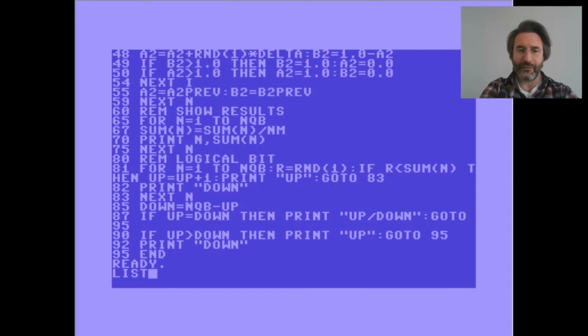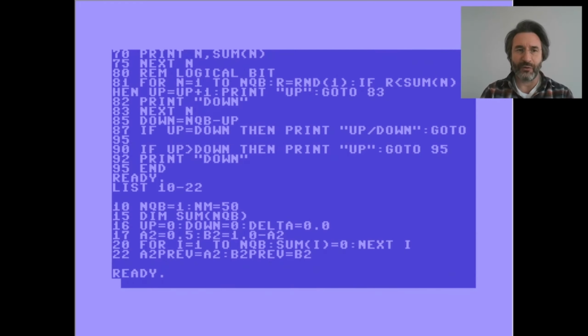First, we are going to go through line 10 until line 22. What we see here essentially is the settings of the program. Line 10 is practically fixing the number of qubits. NQB is the number of qubits. In this case, it's 1. And then we also fix the number of measurements that we are going to perform on the qubit, which in this case is 50. Then line 15, we are doing some memory allocation.